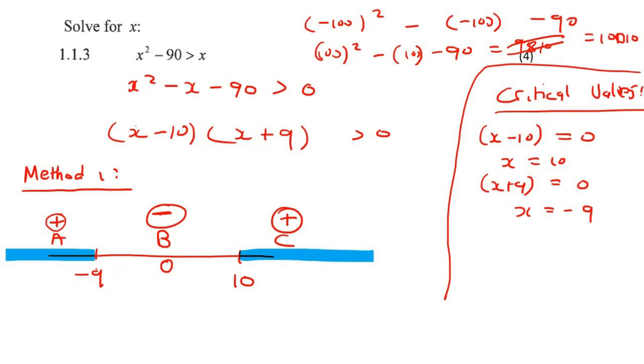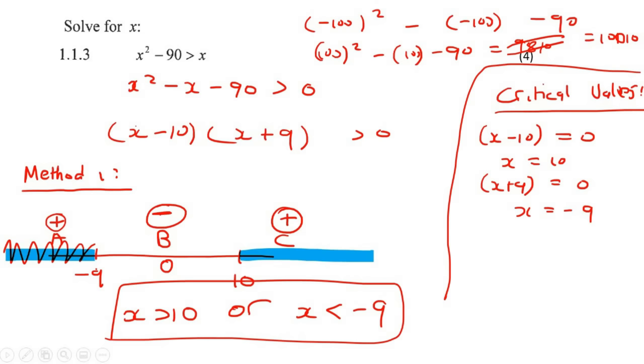So what we now do is we say, okay, x can be any number over here. So x can be any number that is larger than 10, like 11, 12, 13. Or x could be any number over here. Whenever you go left on a number line, that means smaller. So we could say x is smaller than minus 9. And that is the answer.